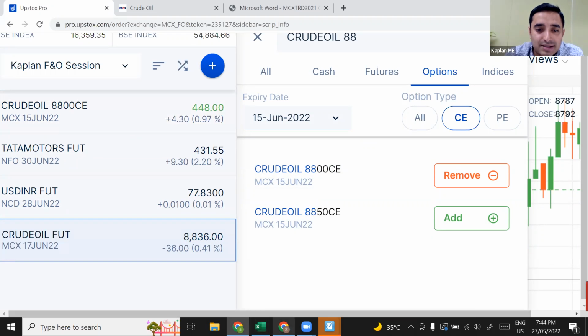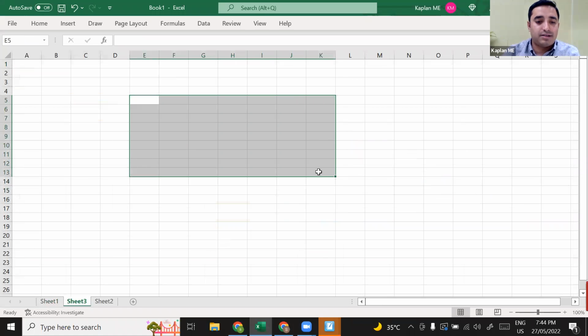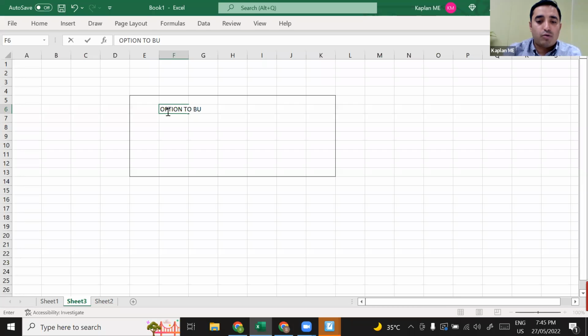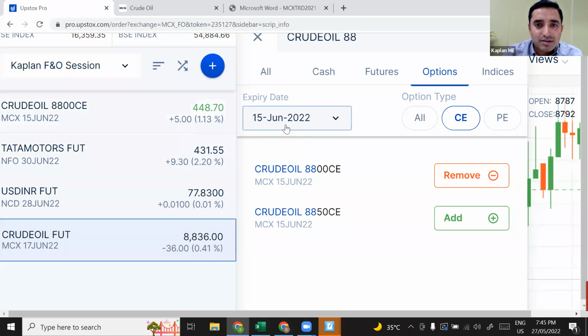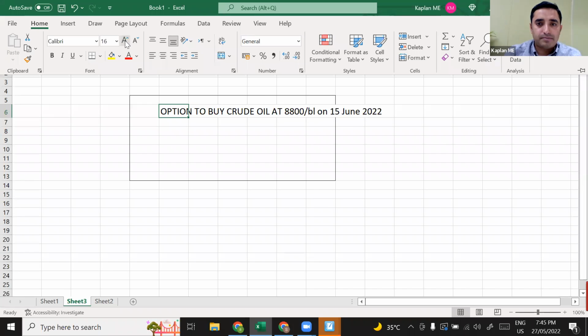Clear? So which means there is a piece of paper like this. The way you have to think is there's a piece of paper like this. And what is written on this piece of paper? It is written: option to buy crude oil at 8800 per barrel on 15th June 2022. These all are standardized. I cannot change this. Clear?